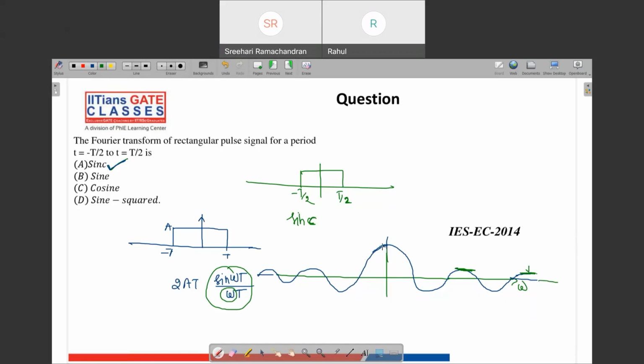Now the maximum value that you see here is equal to 2 capital A capital T. At omega equal to 0, this term will be equal to 1 and you will be left with 2A capital T.